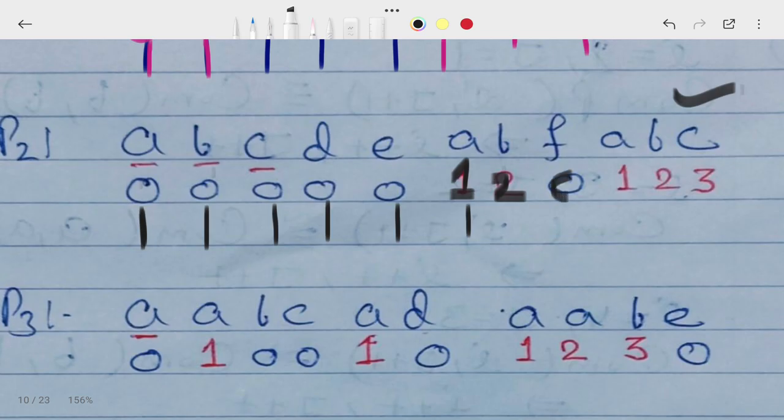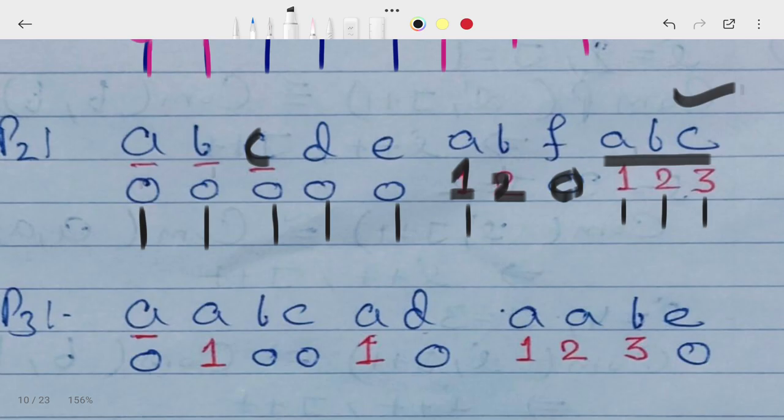F. No. Now A. Yes. I will write 1. B. Yes. I will write 2. C. Yes. I will write 3. These 3 alphabets one by one are repeated. You can see C is there after A.